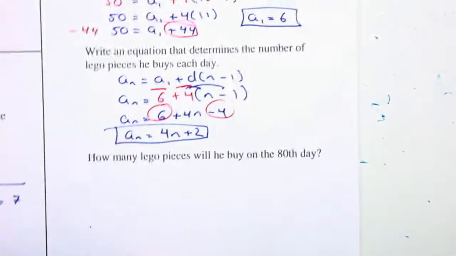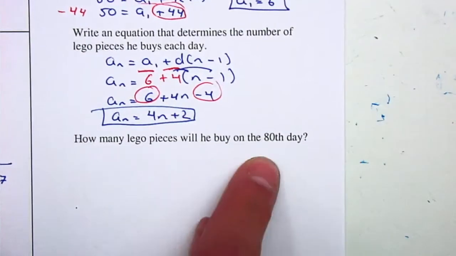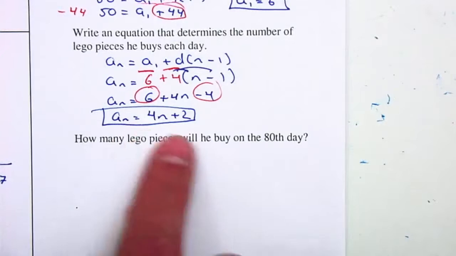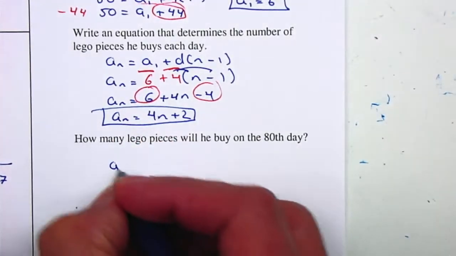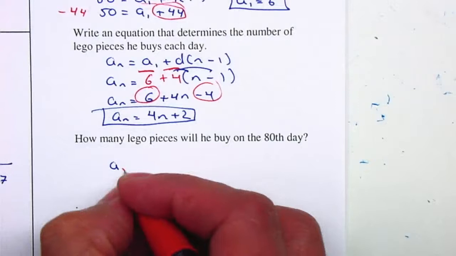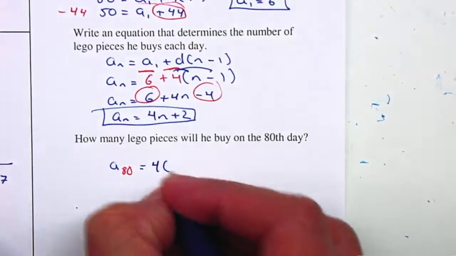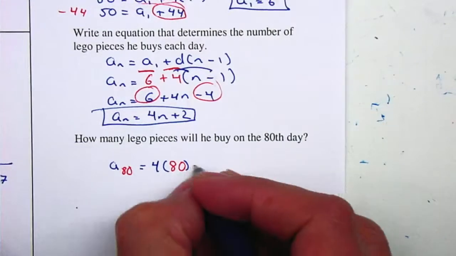The last question says, how many Lego pieces did he buy on the 80th day? Since we have an equation, we can just plug in an 80 instead of the n, and that will give us the amount that he bought on the 80th day. So we're going to notate it as A sub 80. That means that on the 80th day, it will be 4 times n, which is 80, plus 2.